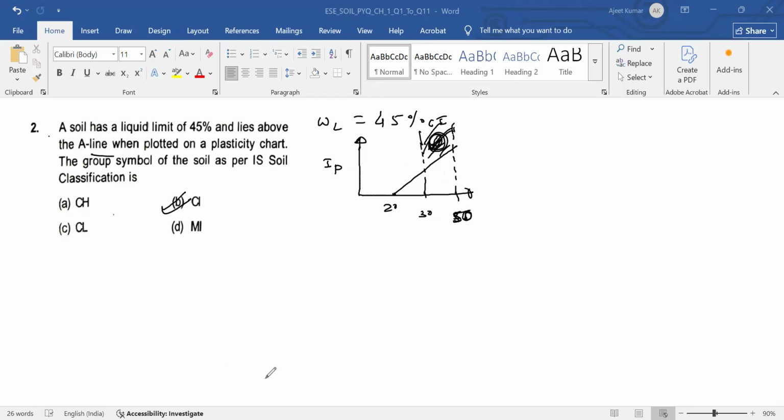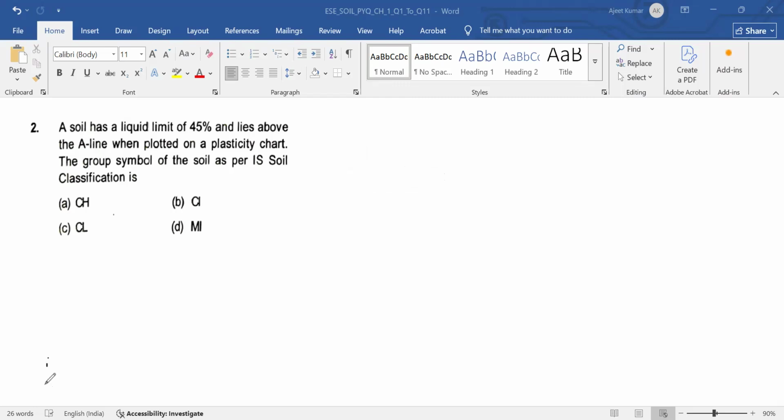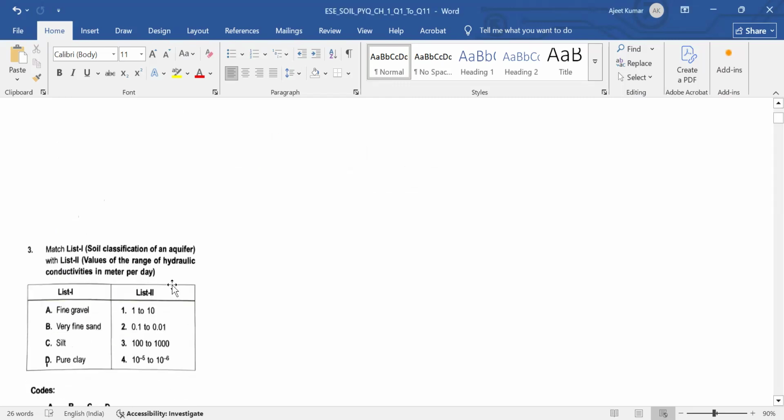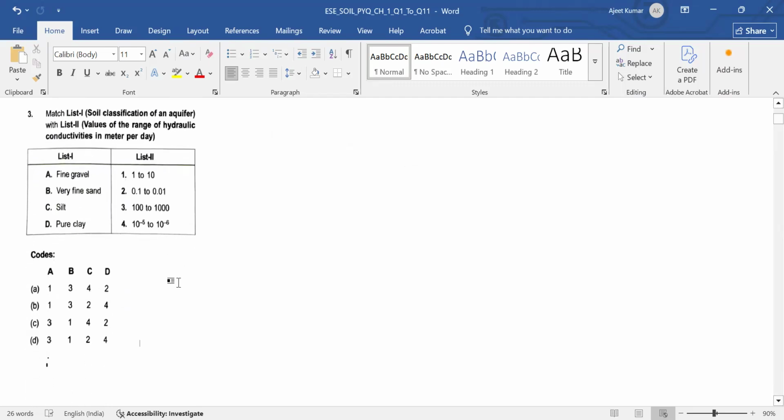Okay, question number 2 done. Now question number 3. Match list 1, soil classification of an aquifer, with list 2, values of the range of hydraulic conductivities in meters per day. For fine gravels, very fine sand, silt, and pure clay: in the case of pure clay, the hydraulic conductivity is very, very low. So among these 4 options, I think this will be the hydraulic conductivity for pure clay.